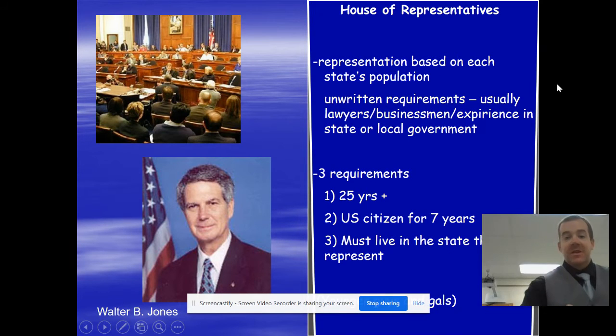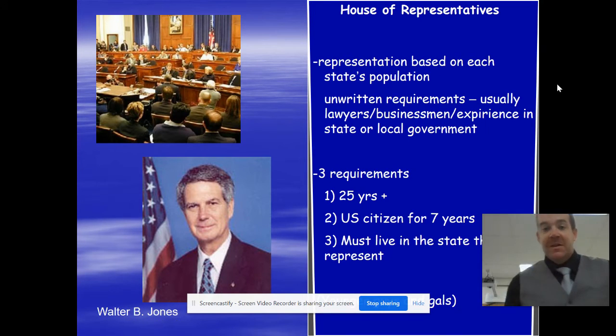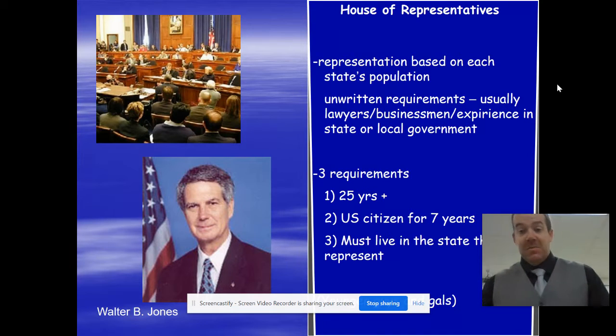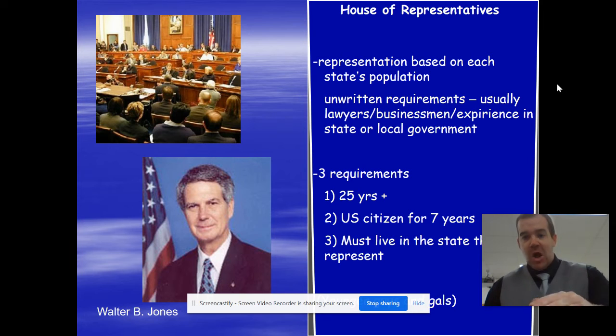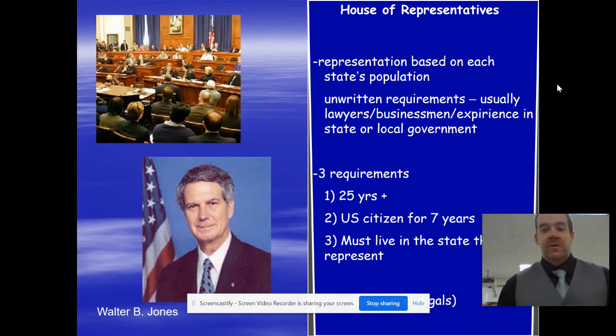The House of Representatives. This is where it's getting into new material for you. Again, it's based off the population of each state. So, in other words, right now, California has the most representatives in the House because guess what? It has the biggest population of any state. It is considered the lower house of Congress.